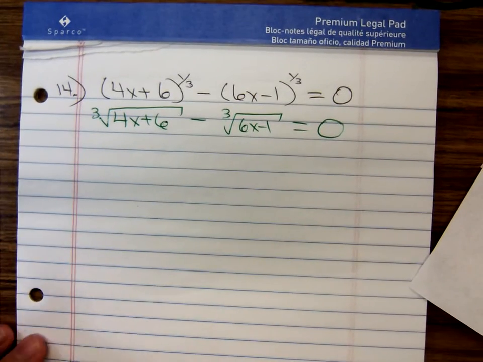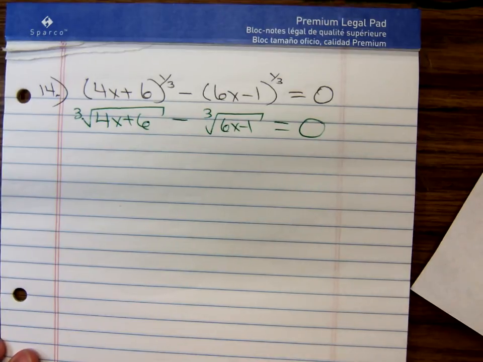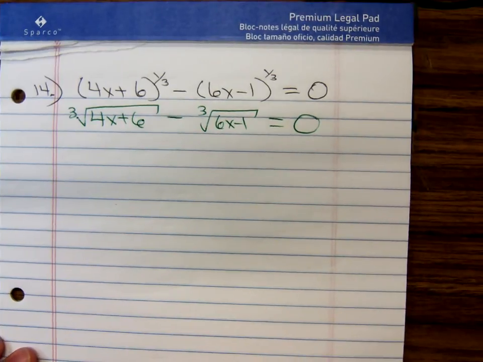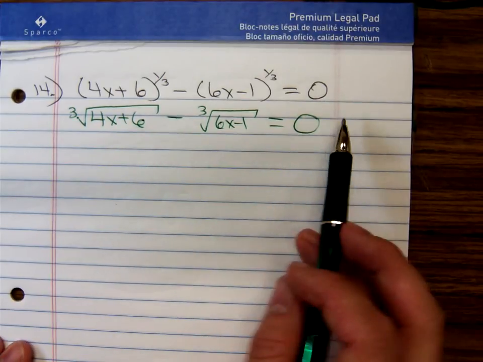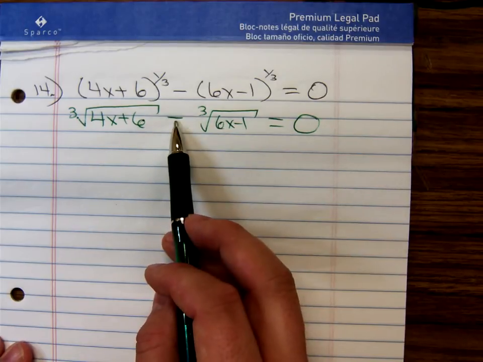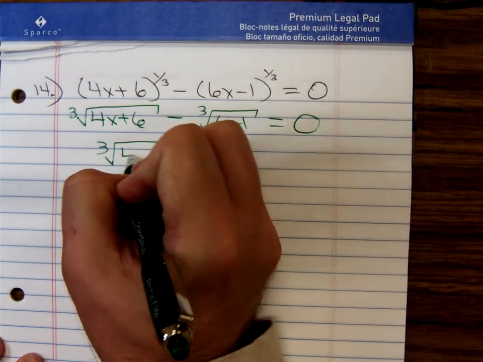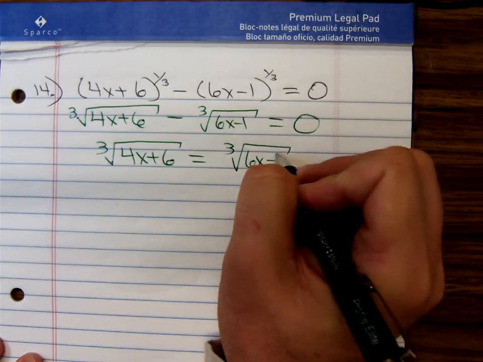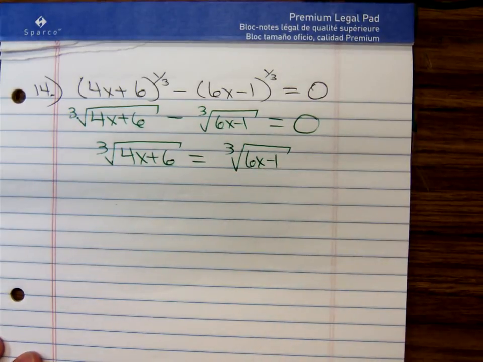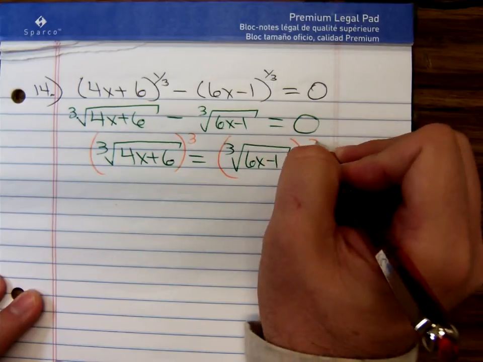So now what should we do? Okay, isolate a radical. I'm going to pick up the second radical and move it over to the right, because then that negative will become positive. So we have the cube root of 4x plus 6 equals the cube root of 6x minus 1. And then we'll cube both sides. Am I going to have to check my answers in a moment? No, because once again that exponent is odd.